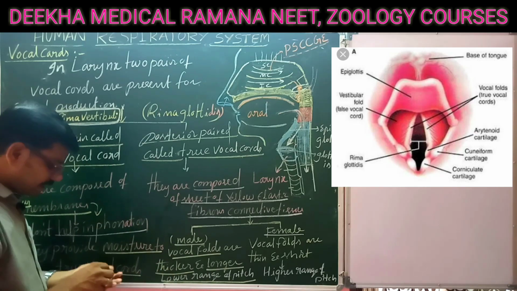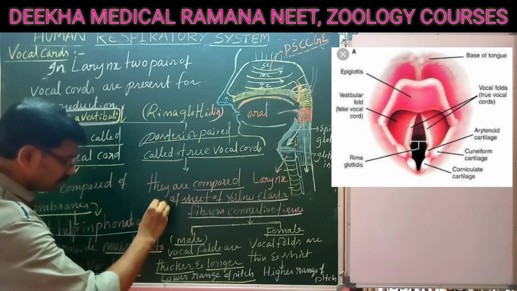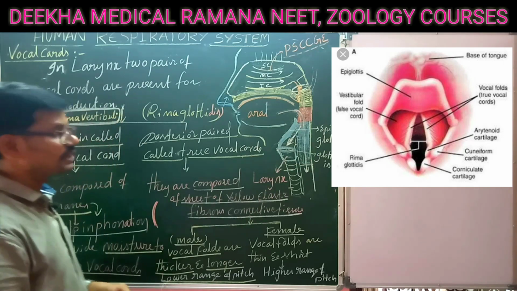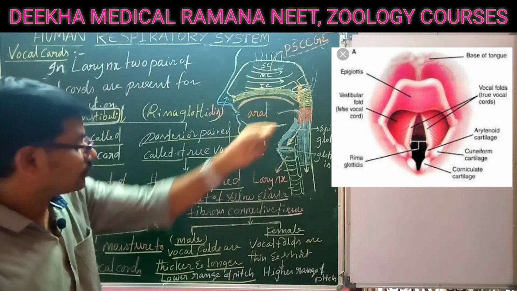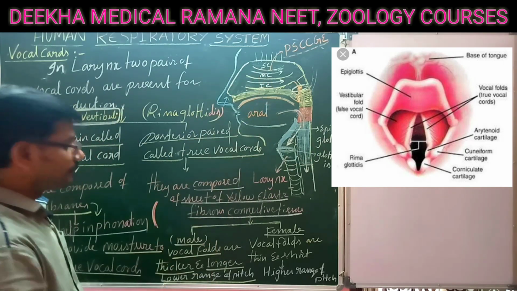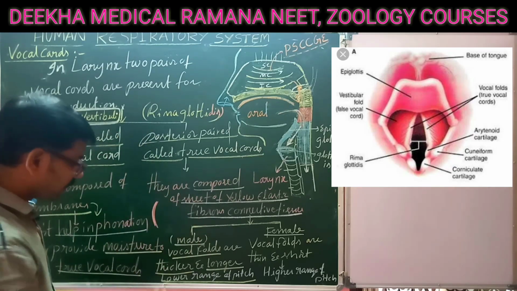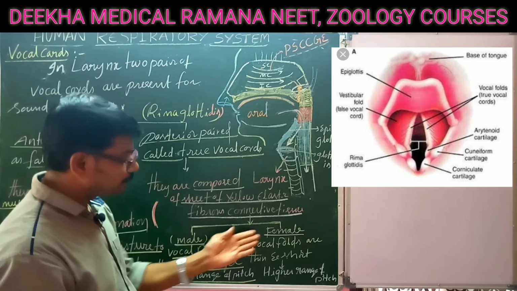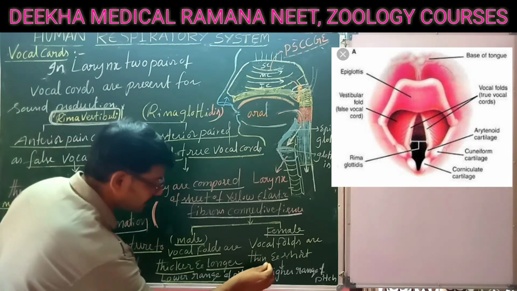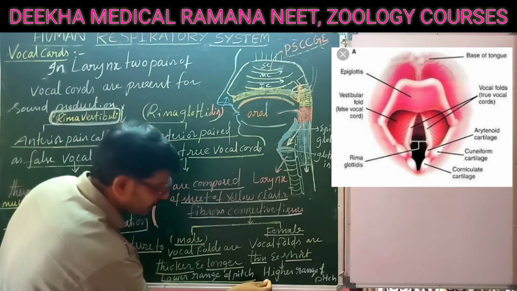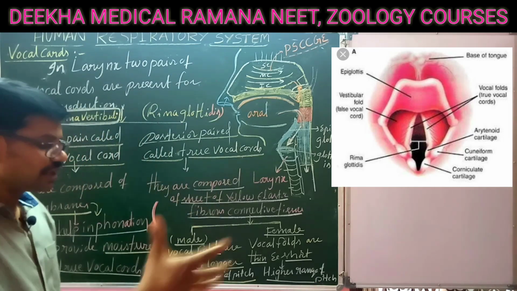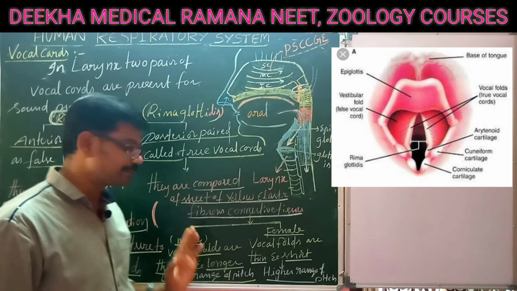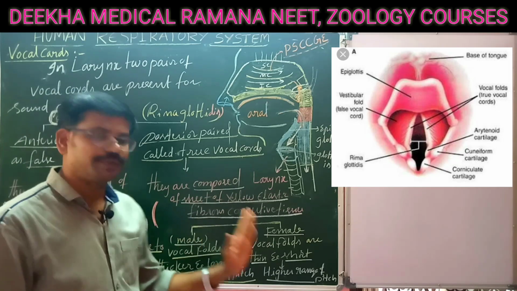The thickness of the vocal cords is more; if you see the diagram you can understand easily. The vocal cords present in males are very thick and somewhat lengthy compared with female vocal cords. But vocal folds present in females are thin and short, and they produce a higher range of pitch. That's the difference between male vocal folds and female vocal folds.